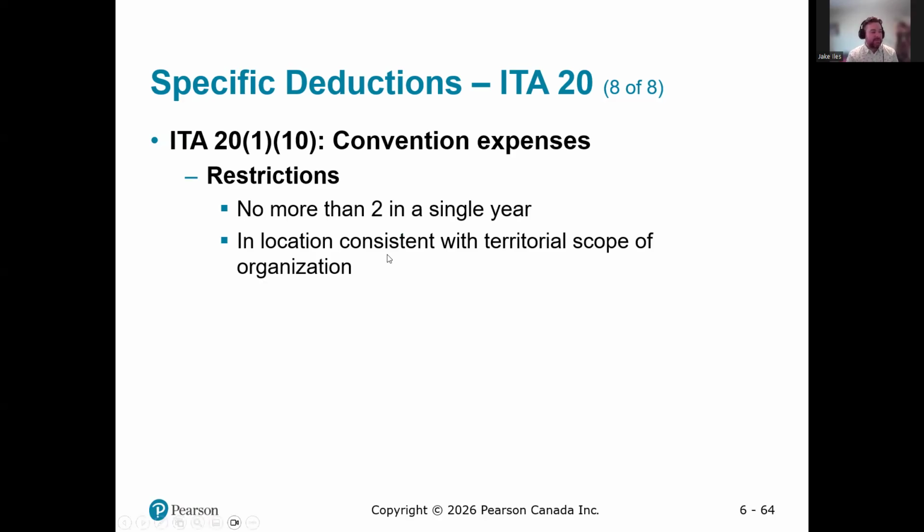The location must be consistent with your territorial scope of the organization, meaning it must be consistent with where you're producing your product or where you might be selling it. But you can deduct no more than two in a year. Now, I've worked for companies that go to several conventions in a year, but you would tally up the two most expensive conventions and you would deduct those. So if you only get two, you can take the best deductions you can. So if you went to 4 or 5 conventions, find those two most expensive and deduct those.